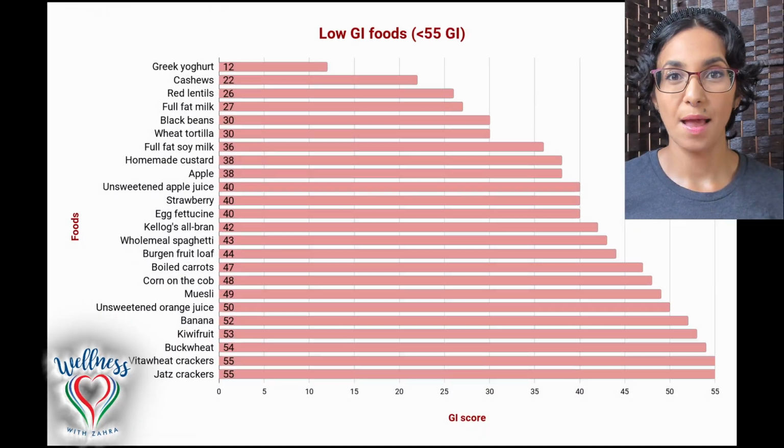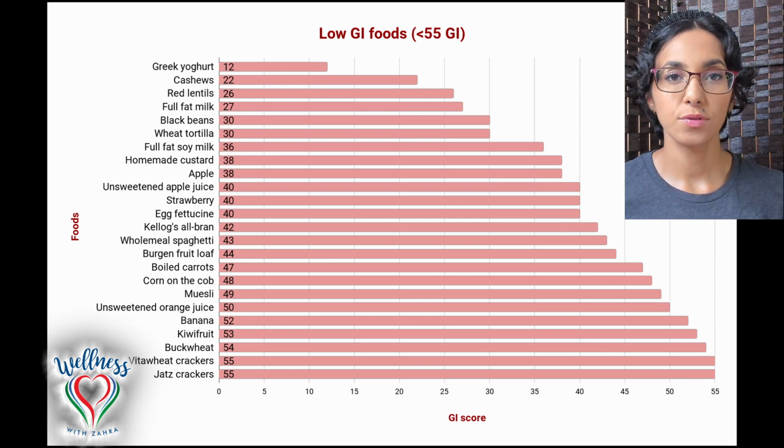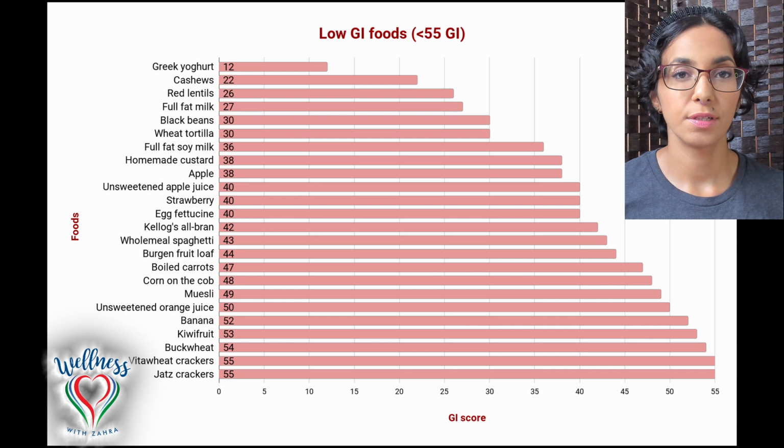Generally, if you are on a high carb diet, you would want most of your carbohydrates coming from low GI foods. So some examples of low GI drinks include unsweetened orange juice, unsweetened apple juice, full fat milk, and full fat soy milk. We have other low GI foods including Bergen fruit loaf, muesli, Kellogg's All-Bran, whole grains like buckwheat and boiled corn on the cob, Vita-Weat crackers, plain Oat crackers, Greek yogurt, whole apples, whole bananas, kiwi fruit, mango, oranges, also red lentils and black beans, wholemeal spaghetti, and cashew nuts.